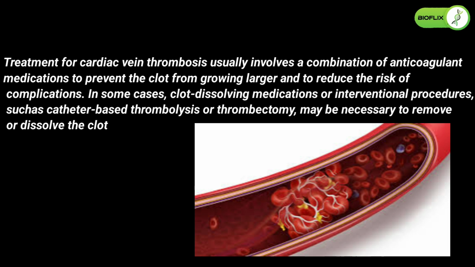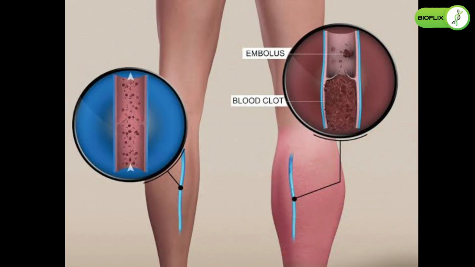Treatment for cardiac vein thrombosis usually involves a combination of anticoagulant medications to prevent the clot from growing larger and to reduce the risk of complications. In some cases, clot-dissolving medications or interventional procedures, such as catheter-based thrombolysis or thrombectomy, may be necessary to remove or dissolve the clot.